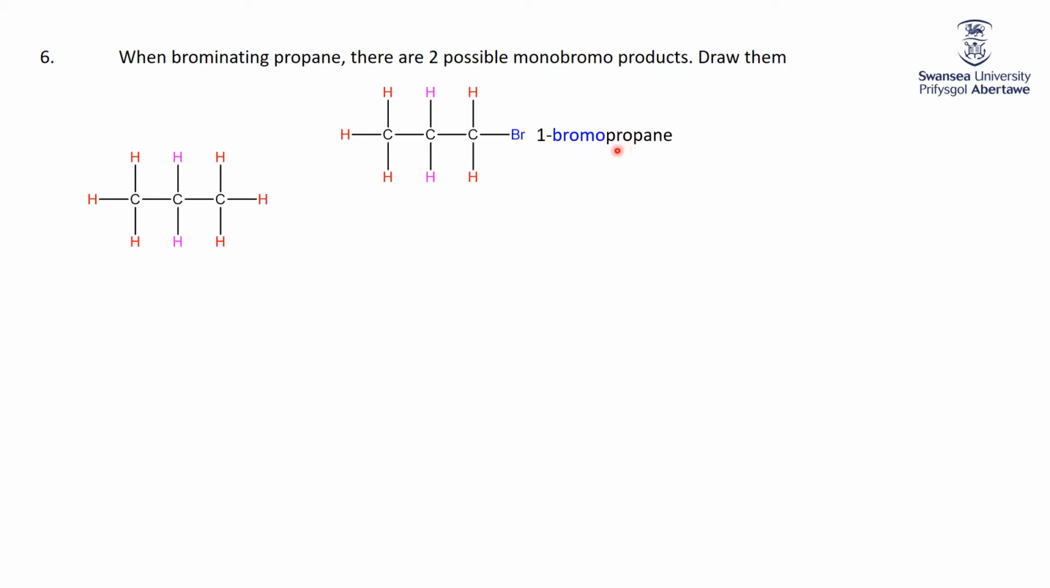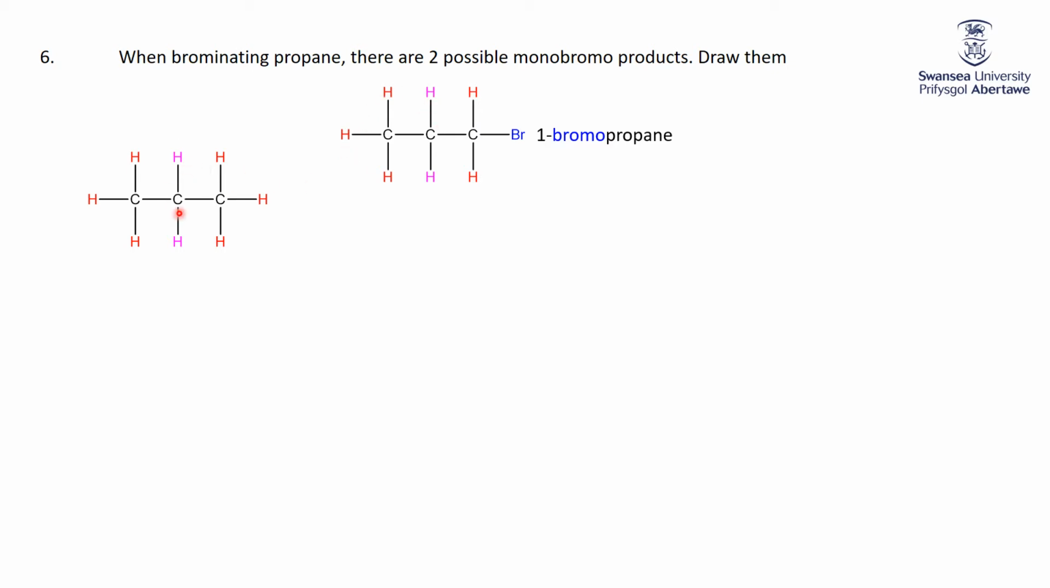Now, I haven't really emphasized the naming yet of these alkyl halides, or halogenoalkanes, but it's dead easy. You've got a bromine there, so it's bromopropane. It's on the first carbon, so it's 1-bromo. Now, if I put it there, it would still be 1-bromo. There, 1-bromo. There, 1-bromo.